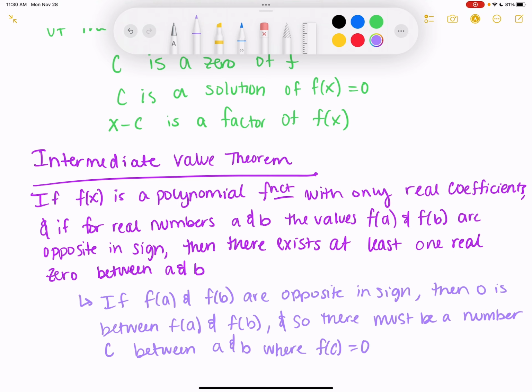And the book warns to be careful when interpreting the intermediate value theorem. If f of a and f of b are not of opposite sign, it doesn't necessarily mean that there's not a zero between a and b. But it's saying that if they are opposite, there definitely is one. So there could be one, but there doesn't have to be if they're the same sign.